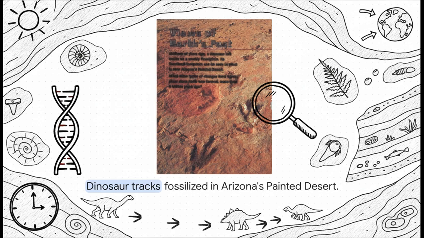Over time, that mud hardened into rock, fossilizing the footprints. Scientists actually read fossilized evidence just like this to figure out exactly what lived there, what the environment was like, and how organisms have changed over the entire course of Earth's history. It's like a giant puzzle.